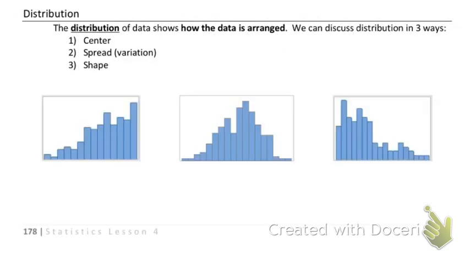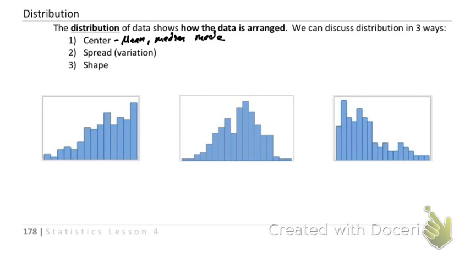All right, good. All right, distribution. That's the last thing we're going to talk about. The distribution of data shows how the data is arranged. We already did one of the 3 ways, and that's center. That's when we talked about our mean, our median, and our mode.